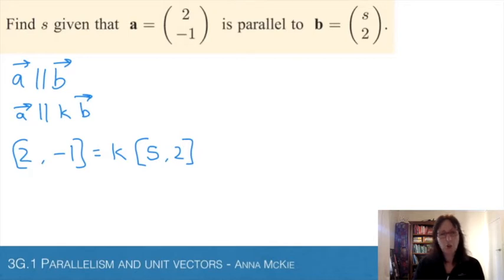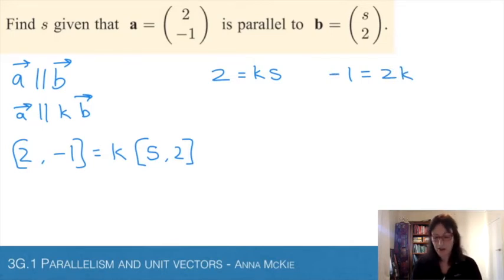We're going to equate components here. So the horizontal component of each vector is in the first position, 2, and this s. But remember, it's k lots of s. So let's write out a statement for that. We've got 2 is equal to ks. And then the vertical component is -1 is equal to k lots of 2. -1 is equal to 2k. Again, you could put k2 or 2k, it doesn't matter which way around.